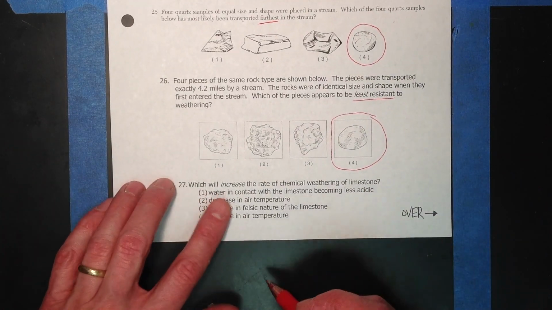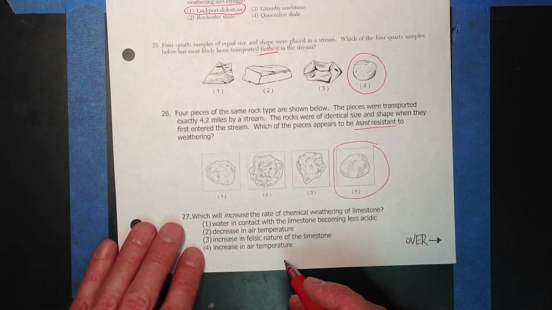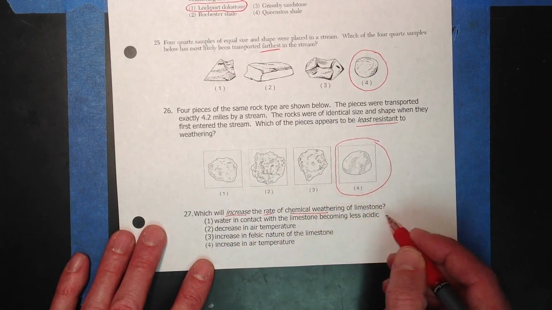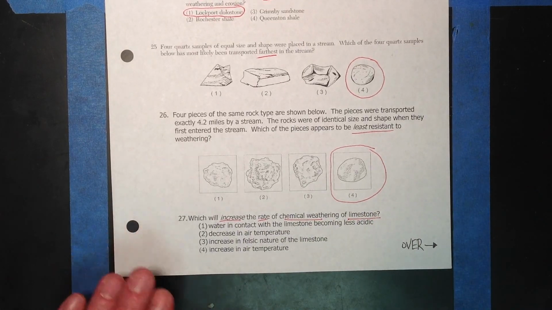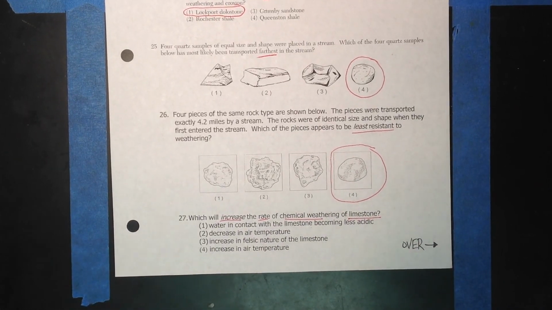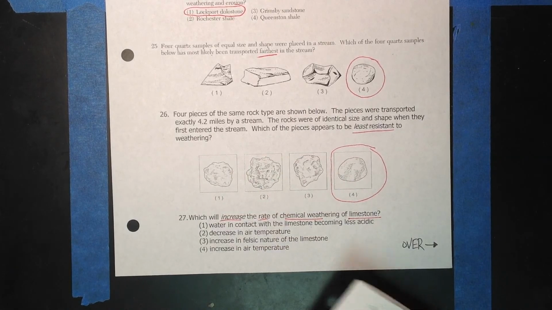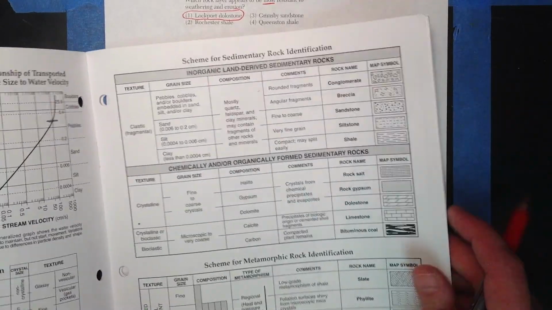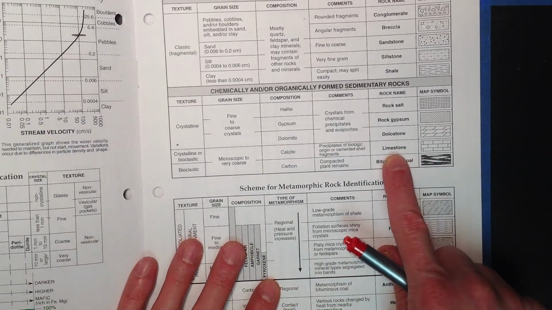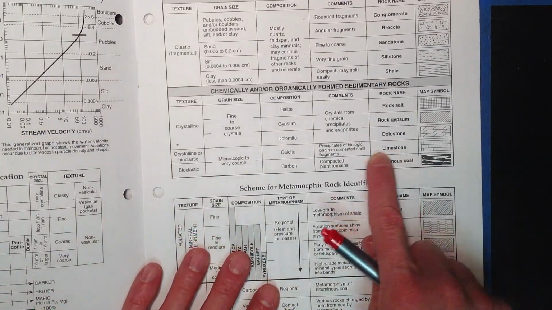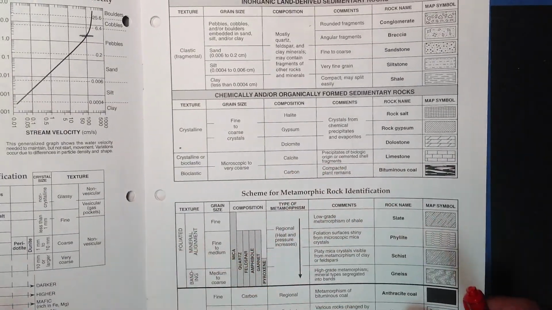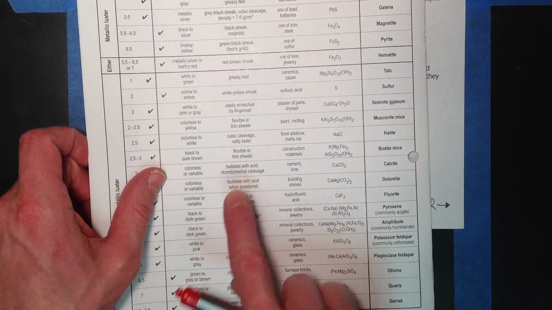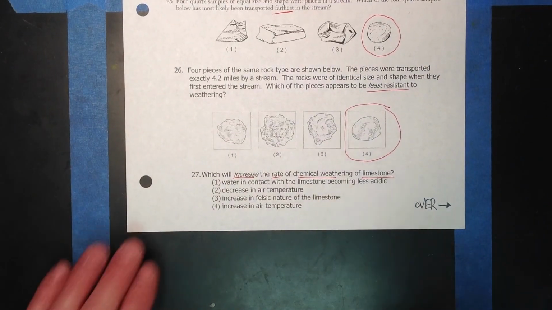Okay, 27. Which will increase the rate of chemical weathering of limestone? Increase the rate, or speed, or how fast it happens. Chemical weathering, limestone. So some key things here is the reference table. If you were to look up something about chemical weathering, something about limestone, I don't expect you to really know it. You can look up here. What do you know about limestone? Use all your resources. Limestone here is composed of calcite. Hopefully you can recognize, or if you need to go and look, calcite bubbles with acid. That's the mineral that reacts with acid.